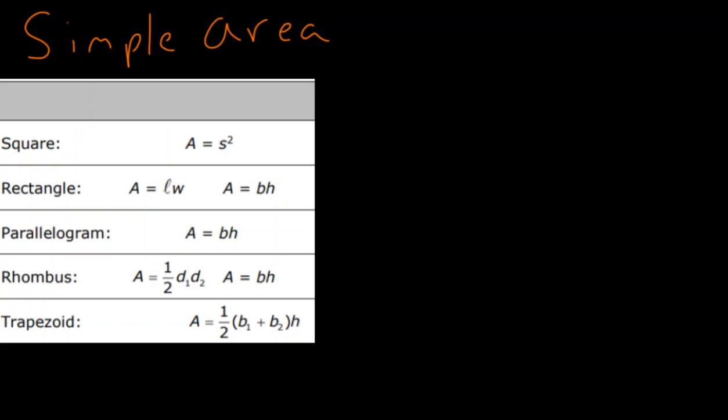Alright, let's go ahead and talk about simple area. I'm just going to go through one example of each of these: a square, rectangle, parallelogram, rhombus, and trapezoid, and we'll talk about how to find the area of each. In our very first example, let's talk about a square.